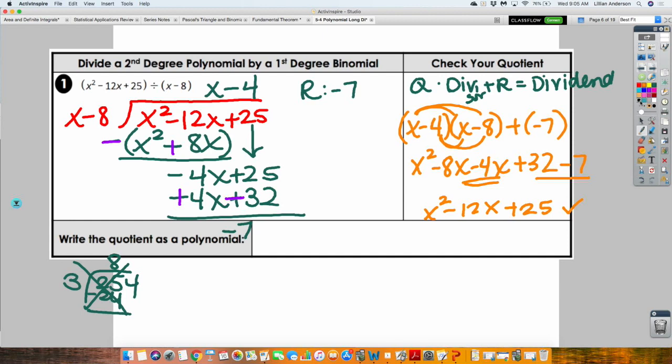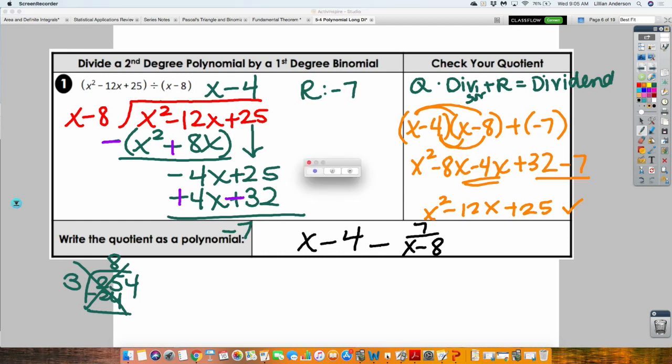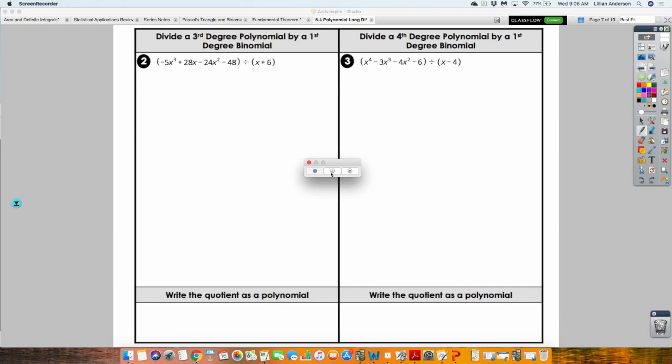So now I need to write my quotient as a polynomial. Remember, it's your quotient plus or minus your remainder over your divisor. So the final answer is x minus 4. Since my remainder is negative, it's a minus. And then 7 over x minus 8. And that's your final answer. Well, since it was a negative 7, we made this out here a minus. Say again?